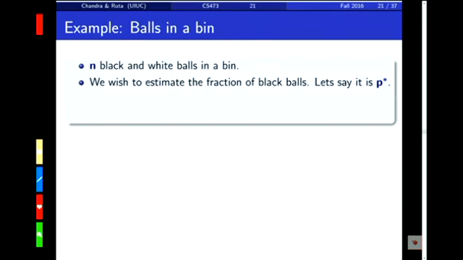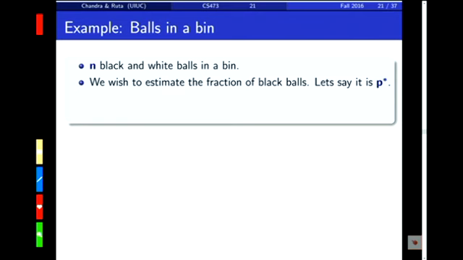Okay, let's apply this. So suppose I have a bag. It has black and white balls. There are n balls, and there is some fraction of black balls. I want to estimate that fraction. What is the fraction of black balls in the bin? So what can I do? How do I do that? I don't know this p star, the fraction of black balls.